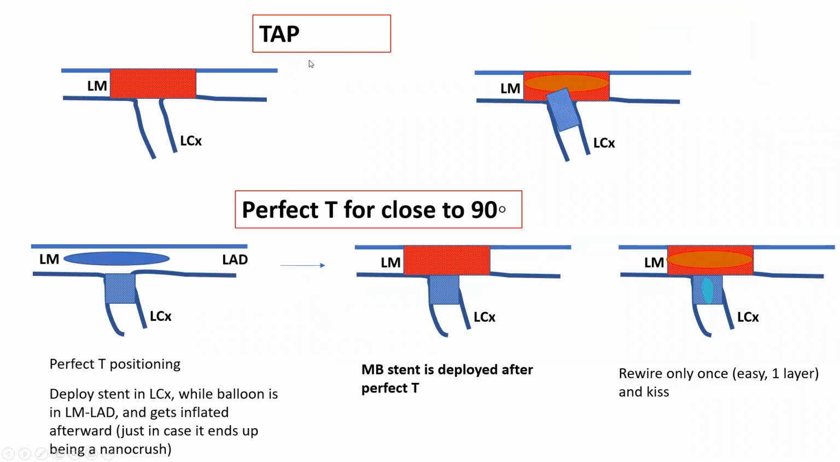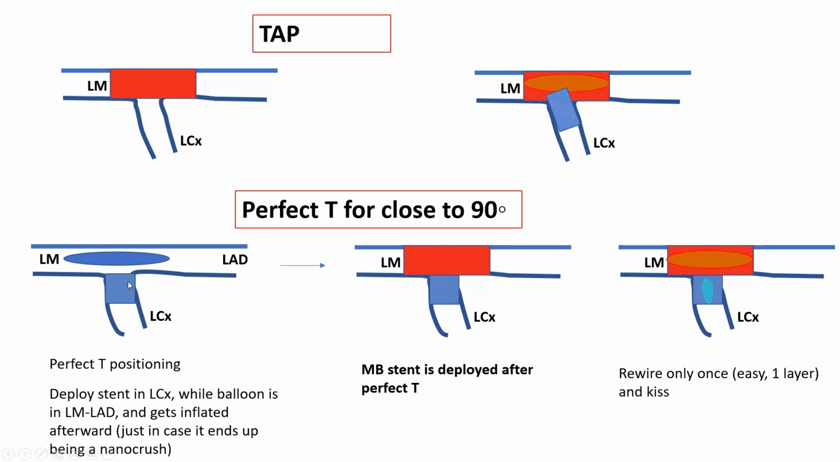So I want to distinguish TAP from the perfect T. Perfect T is the following. In that case, you really need to have a steep angle. I said TAP, you can use it in a shallower angle, but for the perfect T, you do need to have an angle close to 90 degrees. And in that case, you plan on putting your stent exactly at the left circumflex ostium. You don't want to hang in the main vessel.